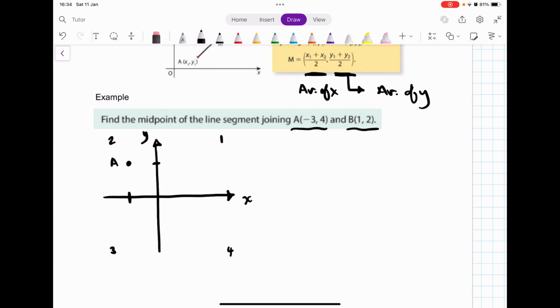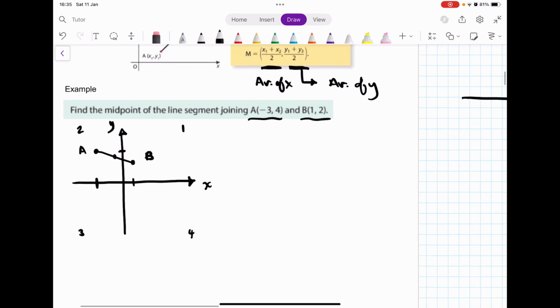And for the point B, you go 1 and then you go up 2, so approximately here. The line joining A and B would look like this. I'm going to draw that a bit straighter. And so the midpoint would be somewhere here, right? You would expect it to be maybe in the first or second quadrant, depending on how accurately I've drawn this graph. Now we can try to use the formula.